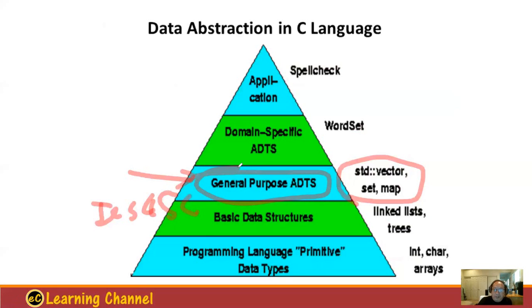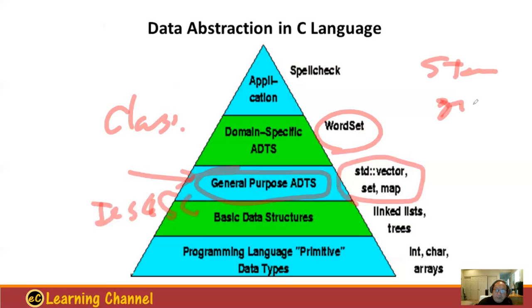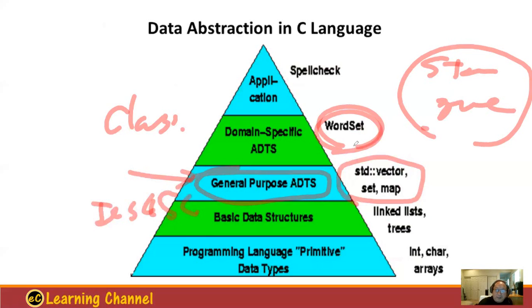Okay, and then the next one is word set. Word set is more like a class. Originally you have a stack or a queue, and we use that to collect a set of words, so that's a domain specific ADT. The previous one is general purpose, which means I can use that abstract data type in different application domains. But now you can use that stack, queue or collection for a certain word purpose.